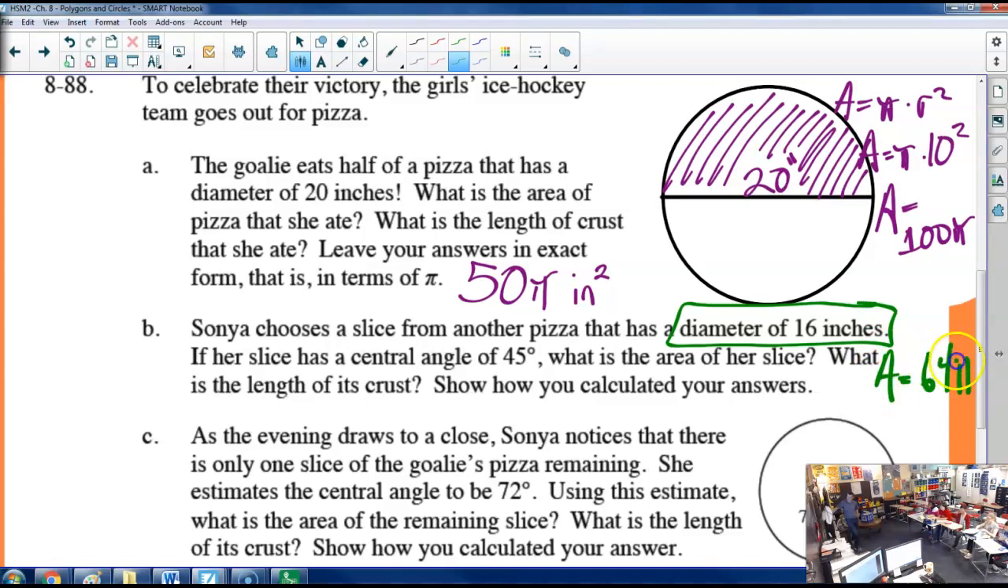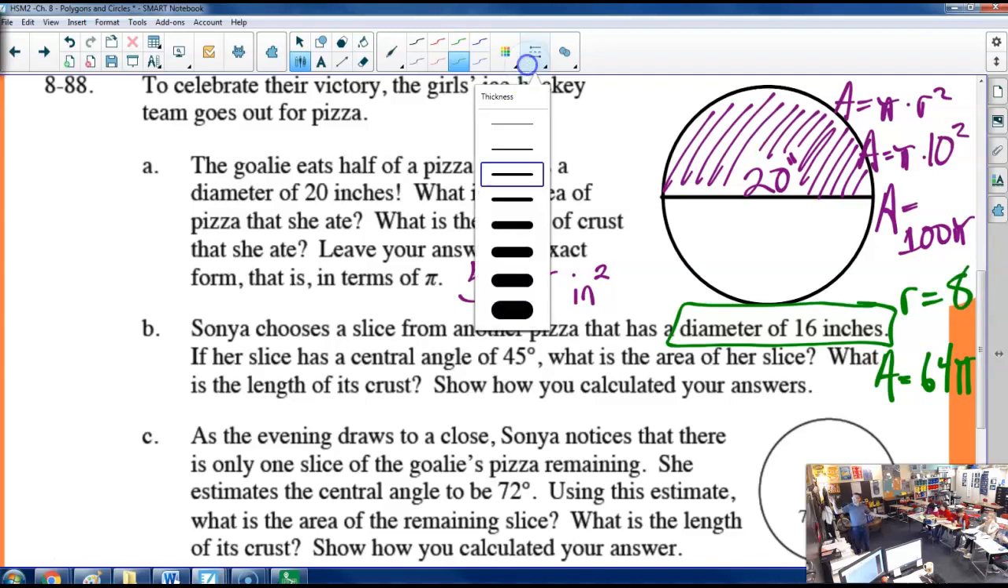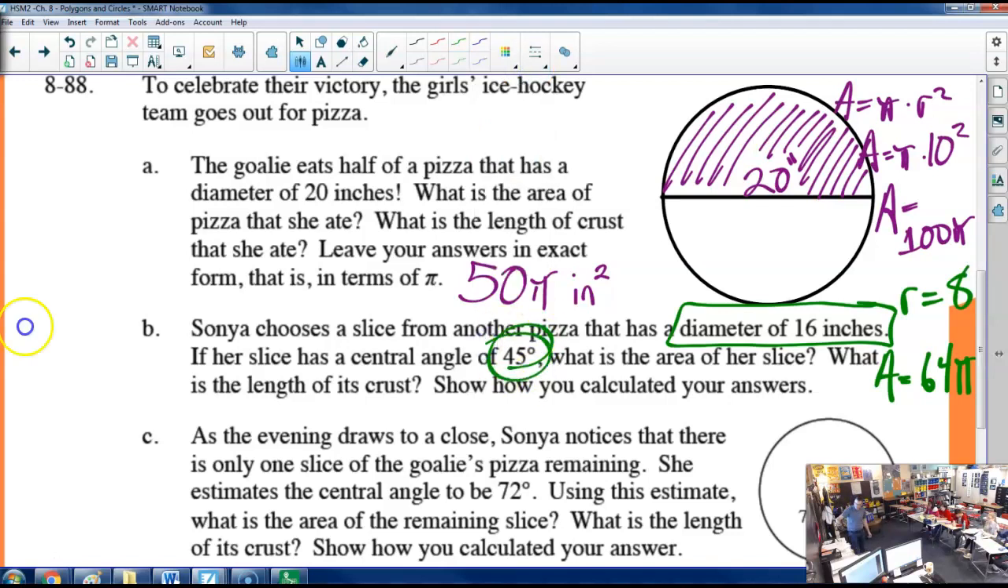Is that the area? Because it's radius squared, 64 times pi. Yeah, and then 45 degrees is 1/8. So then we take the portion of the circle that we have and we say, well, 45 out of the whole circle.